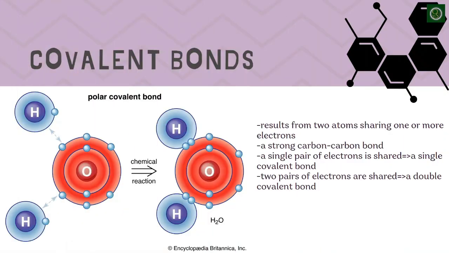Covalent bonding results from two atoms sharing one or more electrons. It is a strong carbon-carbon bond. When a single pair of electrons is shared, a single covalent bond results. When two pairs of electrons are shared, a double bond results.